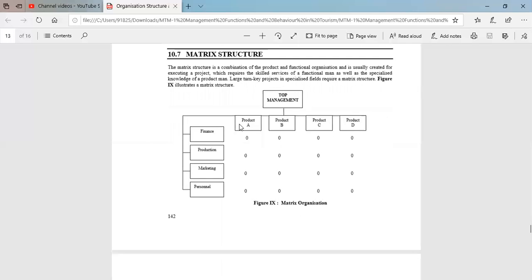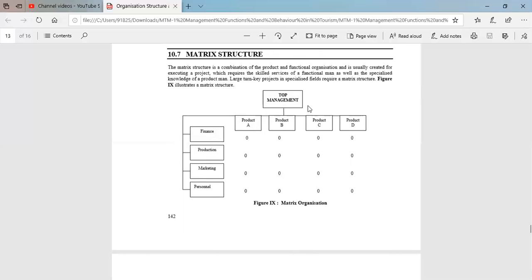Okay, so finance, production, marketing, personnel are listed as rows, with product A, product B and product C as columns. So this is column, this is row, okay? Yes, row into column. That's how the matrix is done.